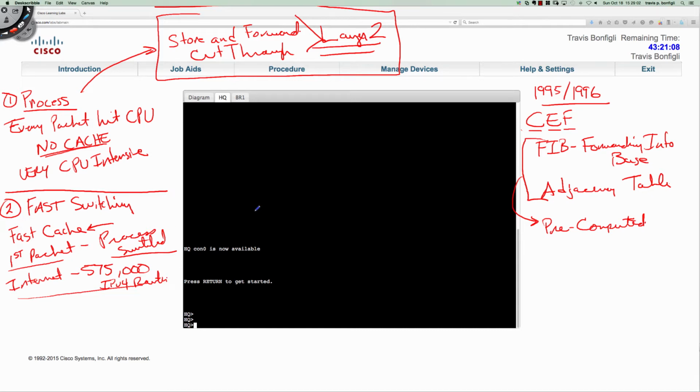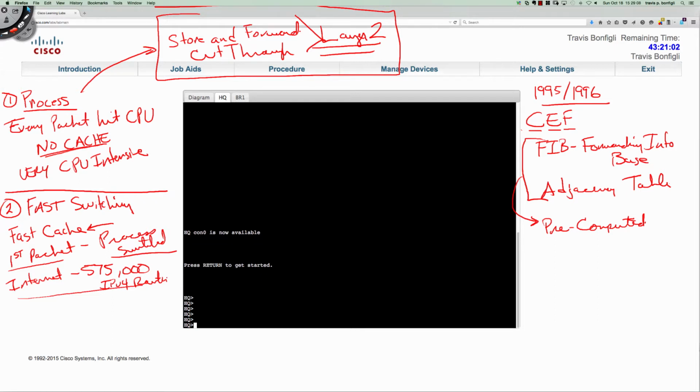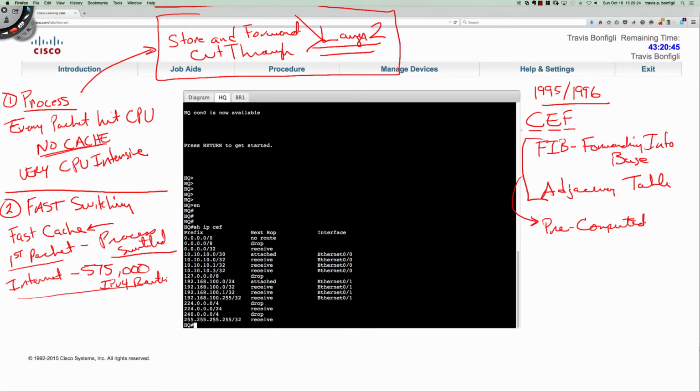So let's go ahead. I'm going to leave that on the screen for right now, and we're going to start with step one in the lab. It's asking me to inspect the FIB, the forwarding information base, and the adjacency table on the HQ router. Now those are two separate tables. So to see the FIB, we simply type show ip cef.